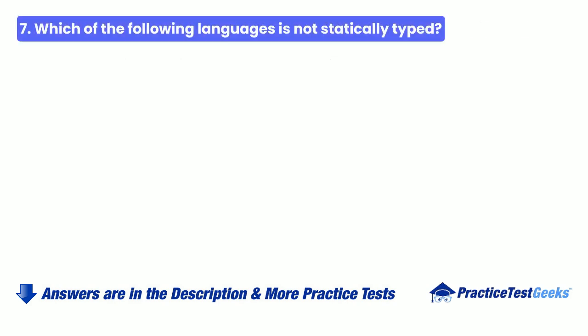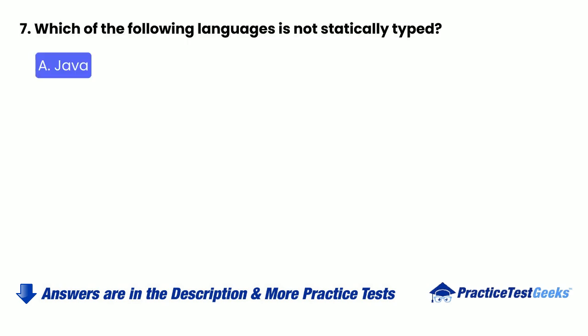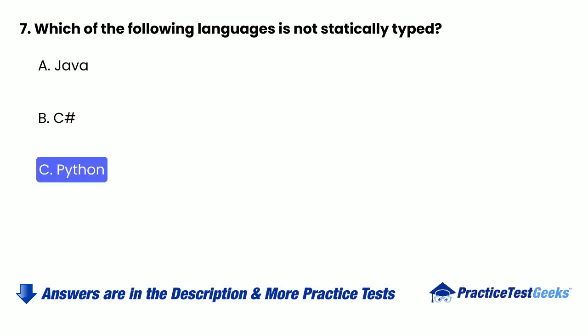7. Which of the following languages is not statically typed? A. Java. B. C#. C. Python. D. C++.